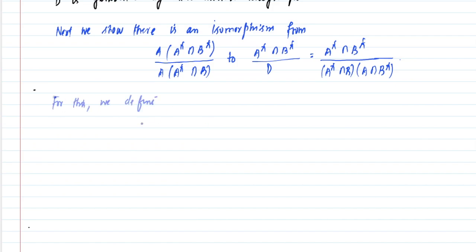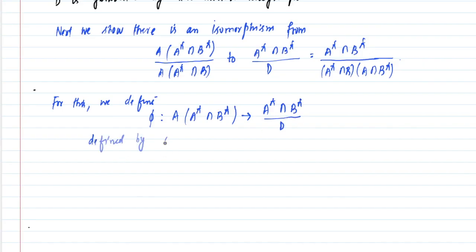For this, define a map pi from A A star intersection B star into A star intersection B star by D, defined by pi of ax is equal to dx, where a belongs to A and x belongs to A star intersection B star. So this is how we define a map. We take an element from A A star intersection B star, where a is an element of A, and we choose a representative of A star intersection B star as x. Then this is defined as dx.